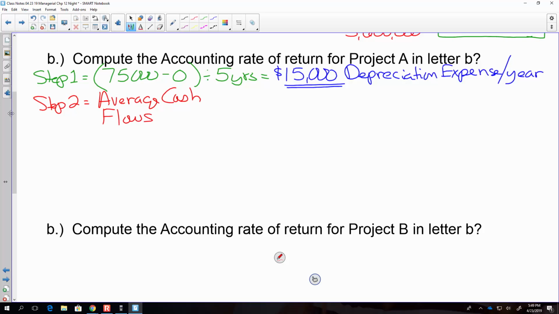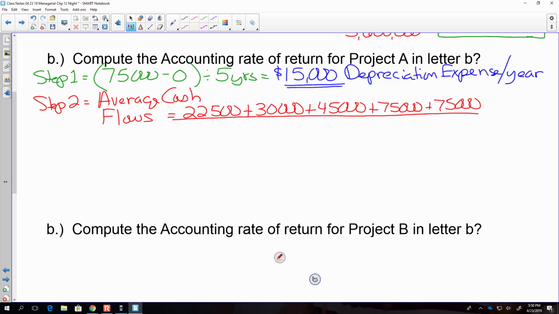Average the cash flows. I'm not going to do it by year like the book does it. That seems redundant. So for project A, I'm going to take the 22.5 plus the 30 plus the 45 plus the 75 plus the 75. Divide by 5 years. And what's my average cash flow? 49.5?